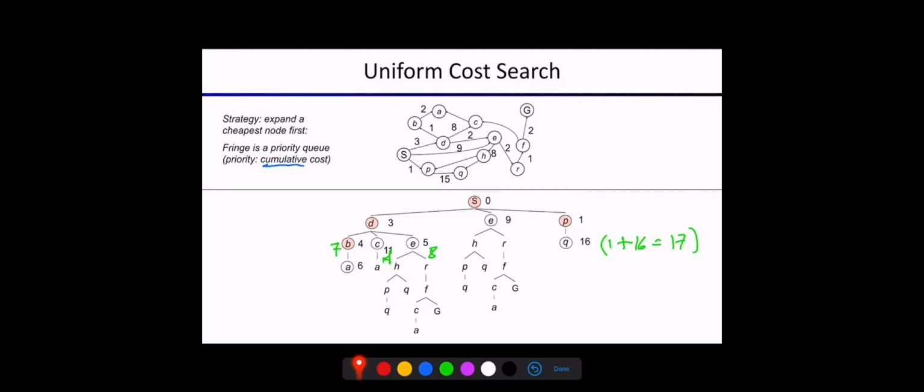Are there any questions up to here? Because then we do the same thing over and over and over. We consider the cumulative cost, not the cost of this hop, but the cost of getting to a node, okay, getting actually to that node. So that's how we proceed in uniform cost search.